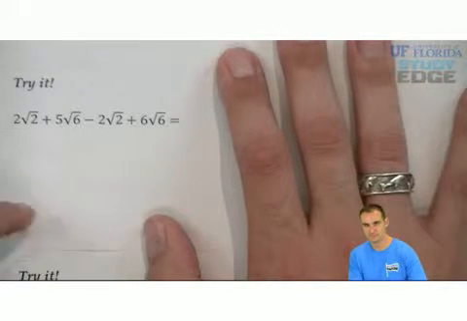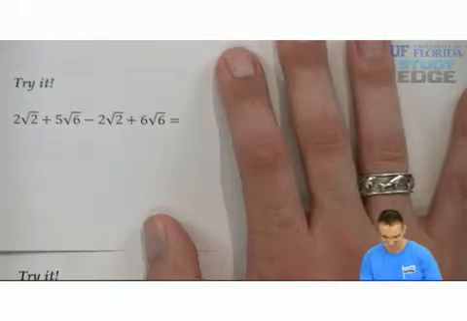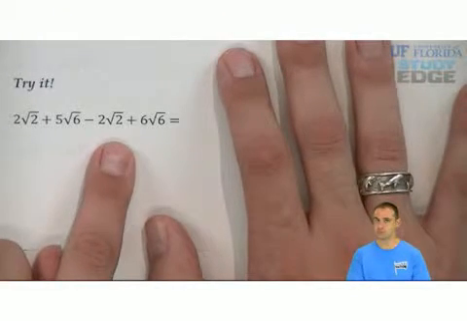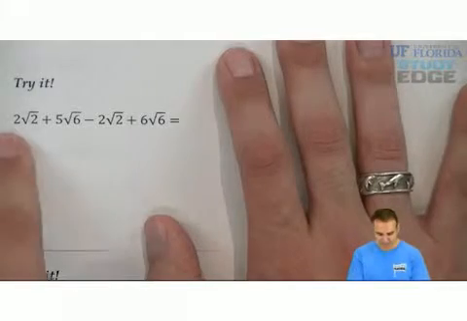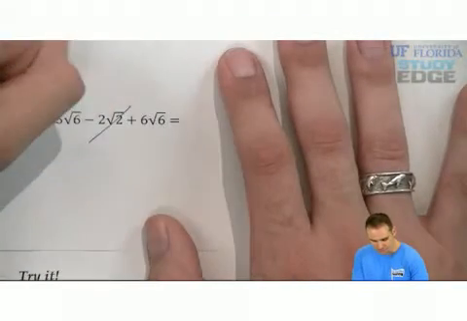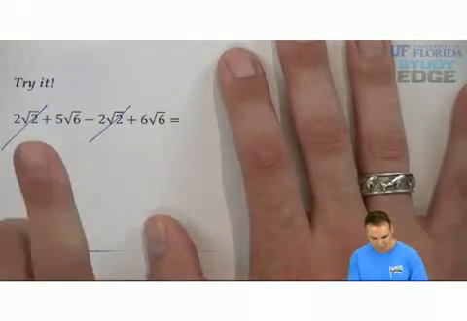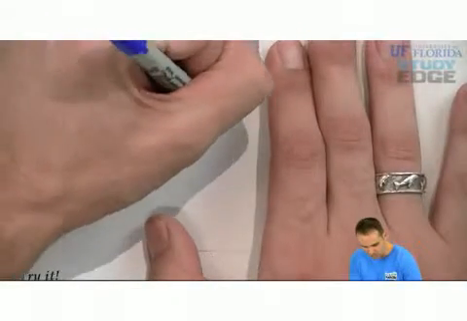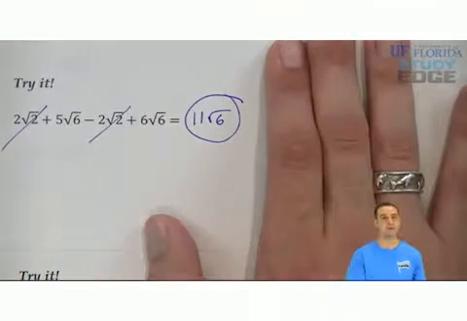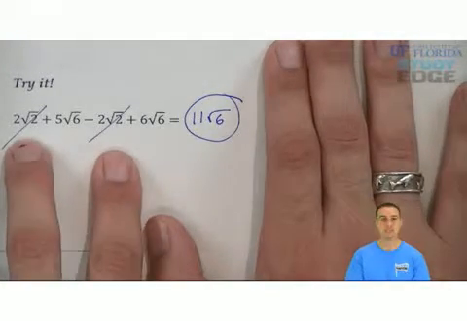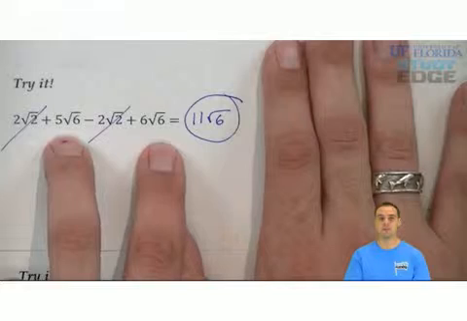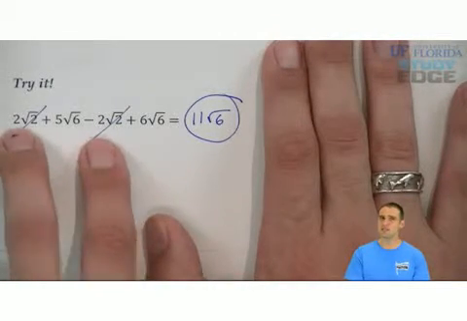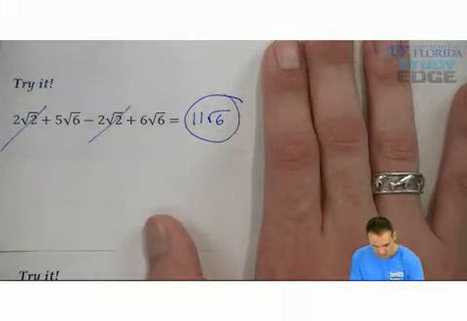Ooh, sneak peek. Next page, you're going to try something else. Stay tuned. What can I combine here? 2 root 2 minus 2 root 2 is 0, right? I subtract. 2 minus 2 is 0. Those actually just cancel. 5 root 6 plus 6 root 6 is 11 root 6. And that would be the final answer in this case. These actually cancel. They're gone. With these two, you combined, of course, 5 plus 6. You combine these as well, but 2 minus 2 is 0, and that's gone.